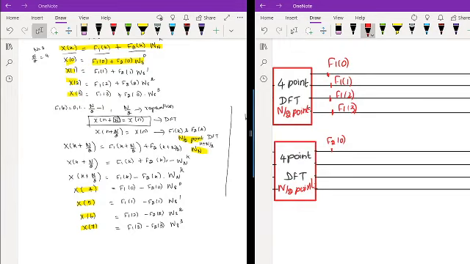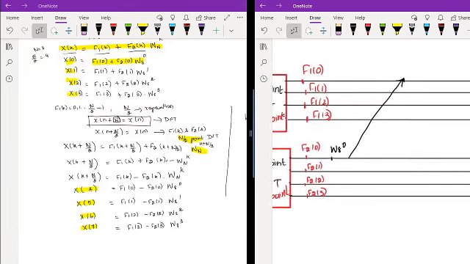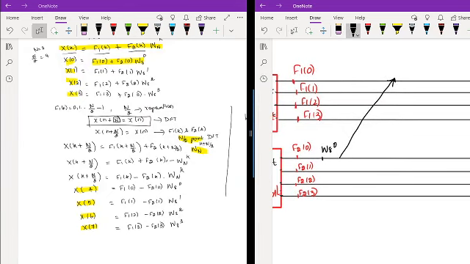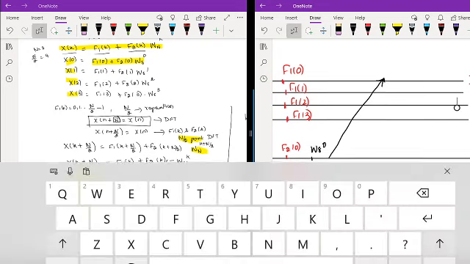f2 of 0, f2 of 1, f2 of 2 and f2 of 3. So first, for calculating x of 0, we are going to add this f1 of 0 with f2 of 0 into w8 power 0. So first I am multiplying the f2 of 0 with w8 power 0. Now we are going to add this with f1 of 0. So we have got the answer, x of 0.